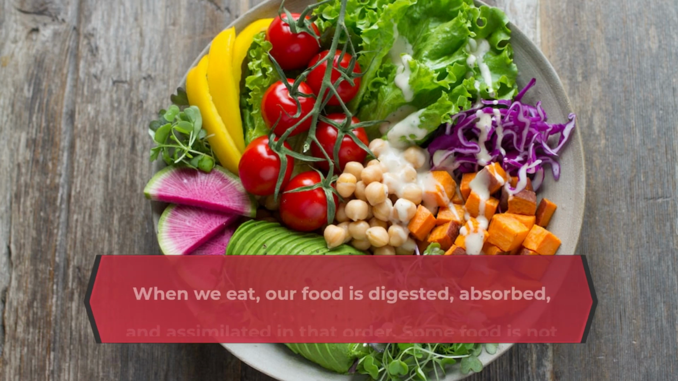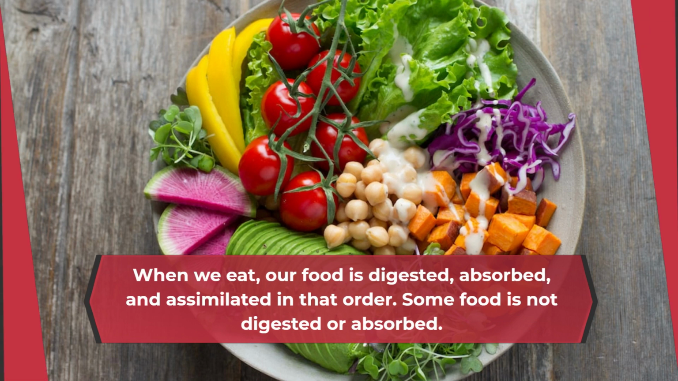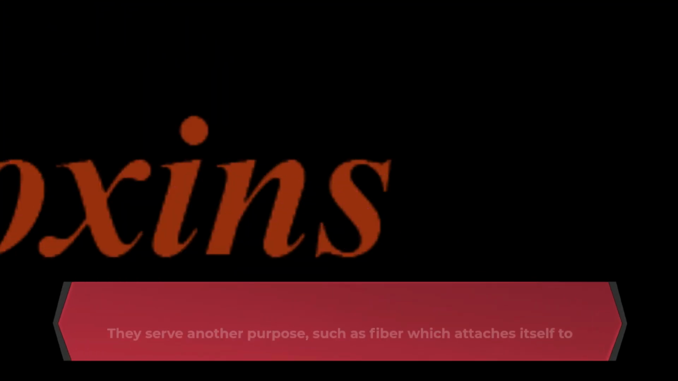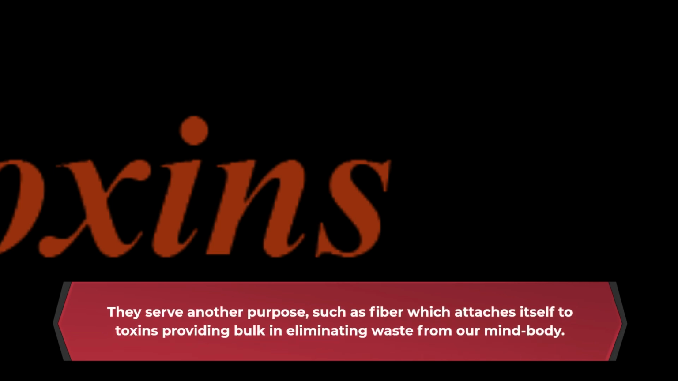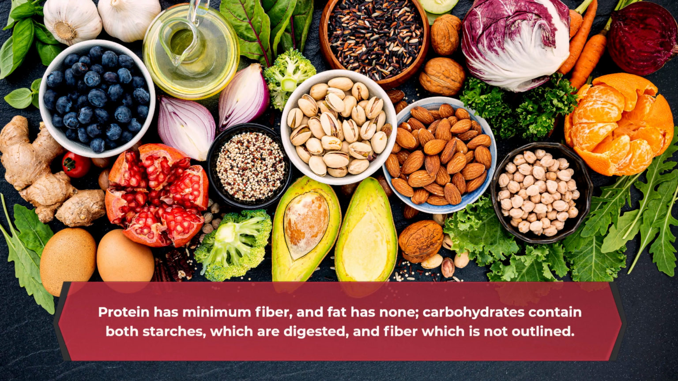When we eat, our food is digested, absorbed, and assimilated in that order. Some food is not digested or absorbed. It serves another purpose, such as fiber, which attaches itself to toxins, providing bulk and eliminating waste from our mind-body. Protein has minimum fiber, and fat has none. Carbohydrates contain both starches, which are digested, and fiber, which is not.